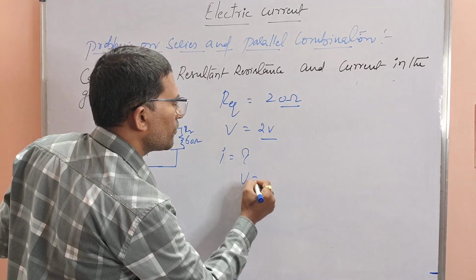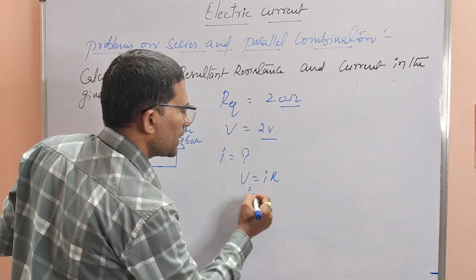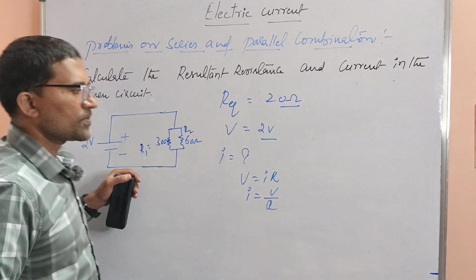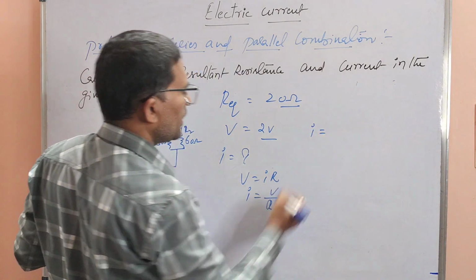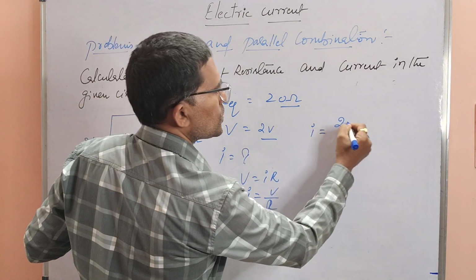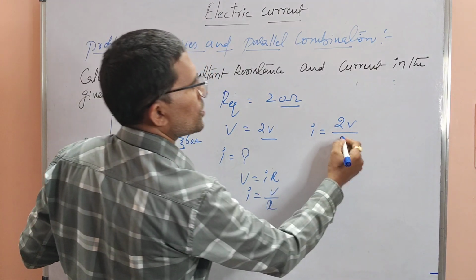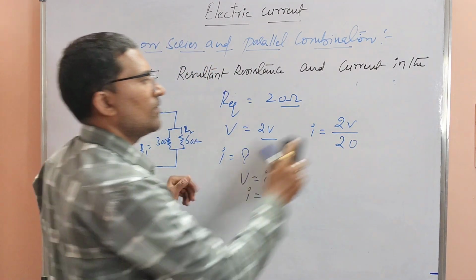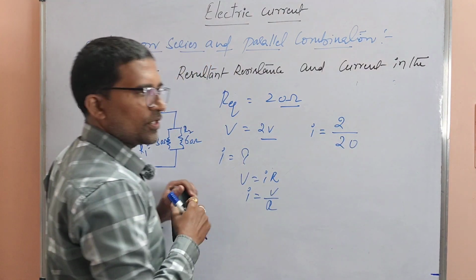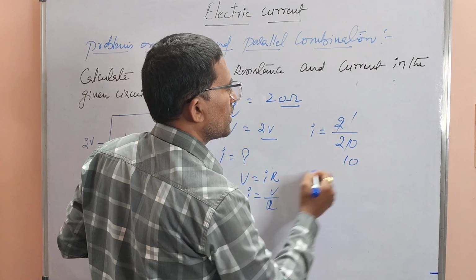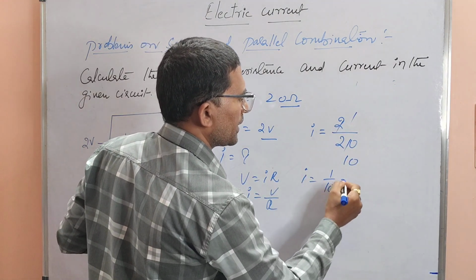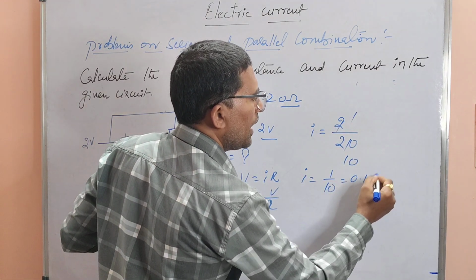According to Ohm's law, we know that V is equal to IR, and I is equal to V by R. Now substitute the values of V and R in this. V is 2 volt, and R is 20 ohm. I will erase this one. Now 2 ones are 2, 2 tens are 20. I is equal to 1 by 10, nothing but 0.1 ampere.